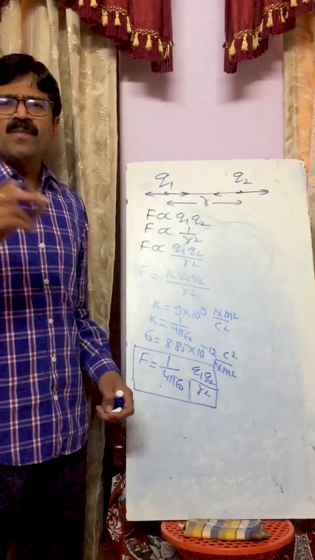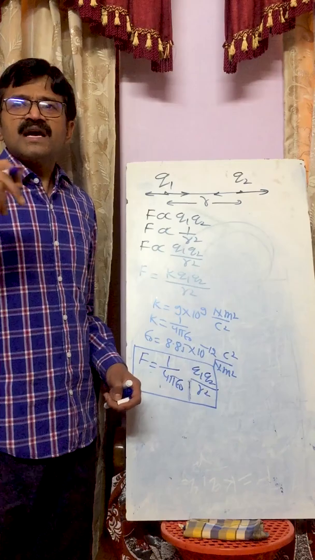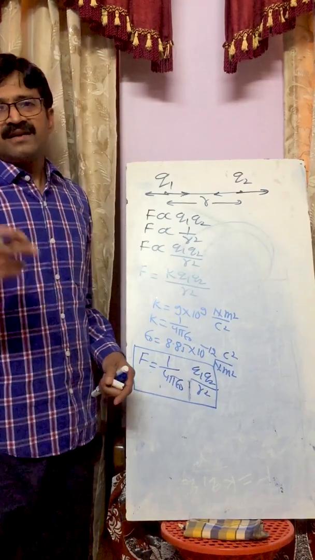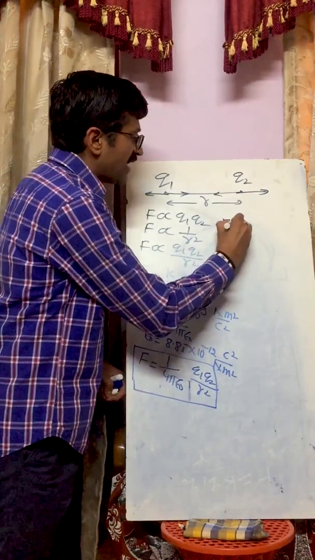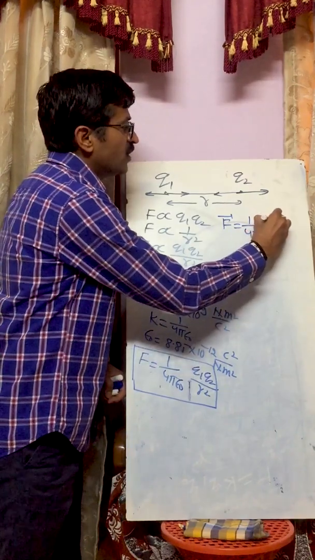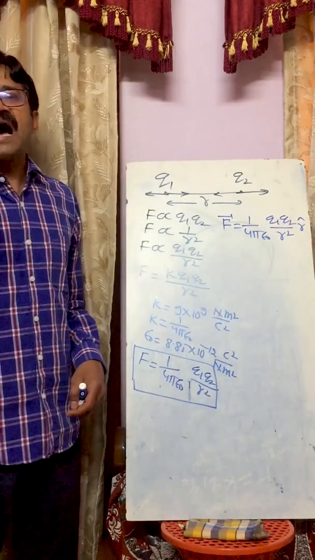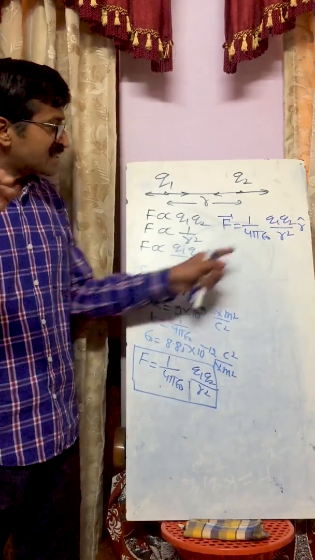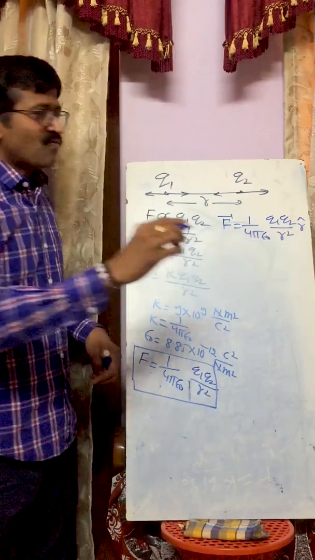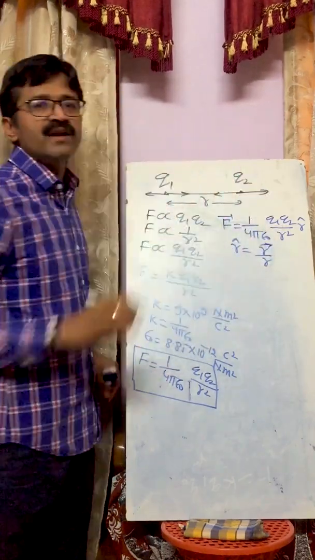Now, what about the vector form of Coulomb's law? The vector form is given in terms of r cap. Whenever we write F vector, it will be 1 upon 4 pi epsilon naught Q1 Q2 upon r square r cap. r cap means r vector upon r. What about r cap? That will be r vector upon r.